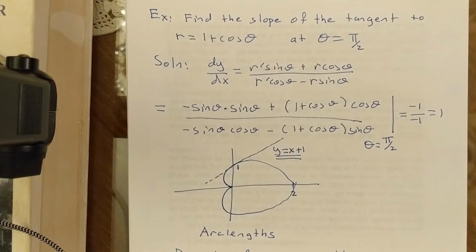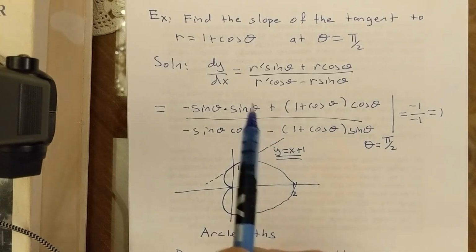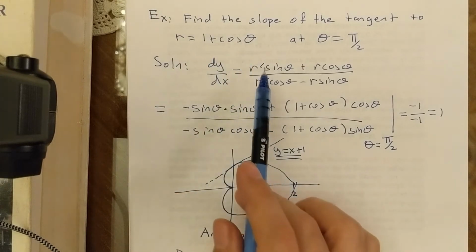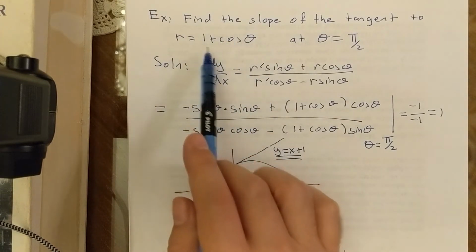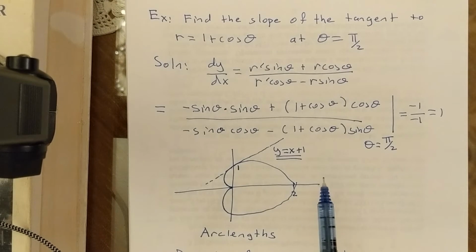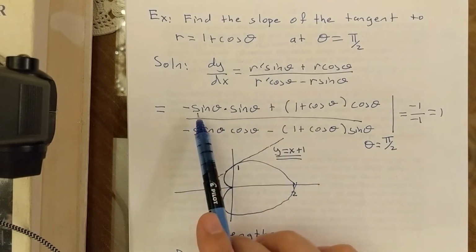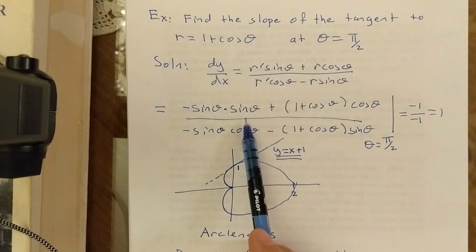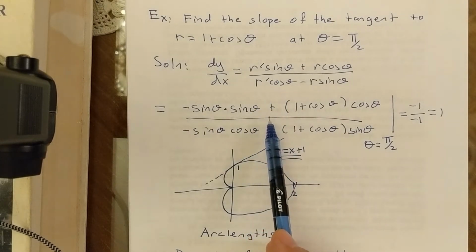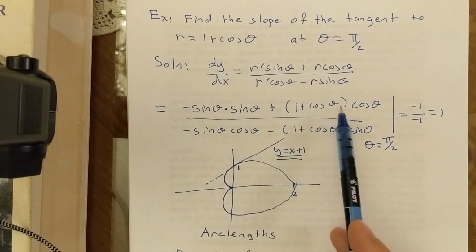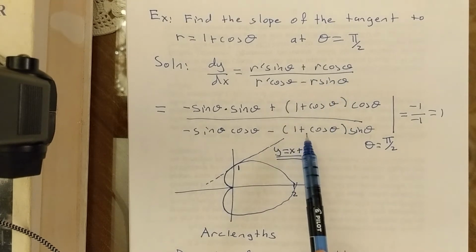The formula for dy/dx was r prime sine theta plus r cosine theta, all over r prime cosine theta minus r sine theta. Okay? Now r itself was 1 plus cosine theta. So when I take the derivative of r, notice that it's a function of theta, I'm just going to get minus sine theta. So r prime is minus sine theta, times another sine theta, okay? Plus r, it's 1 plus cosine theta times cosine theta.